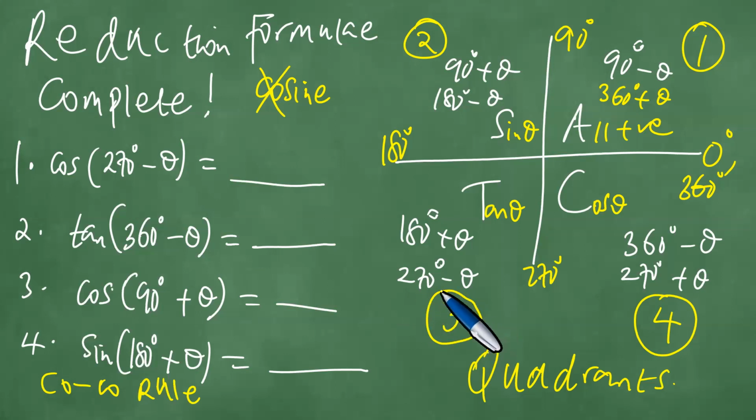Okay, that's interesting. First things first, we need to look at where 270 minus theta lies. In which quadrant is 270 minus theta? It's in quadrant 3, and in quadrant 3, only the tangent is positive, so the cosine is going to be negative. But because we're dealing with 270, the co rule applies, and therefore you are dealing with the cosine. So you remove the co, and you're left with the sine. It's going to be negative, but it's going to change to the sine of theta.